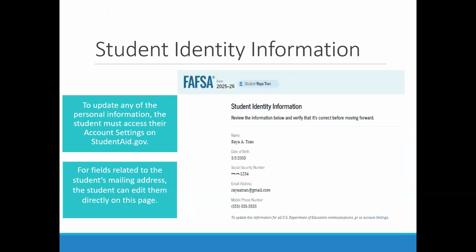First thing, the student's going to review their student identity information. This is information pulled from their FSA ID. And you just want to make sure that the information is correct. You can't make any changes through the FAFSA form. You would have to go back to your account on studentaid.gov to make any changes. So just know that if there is something that you do need to update, it would likely be an email address or a phone number. The other things would remain the same.